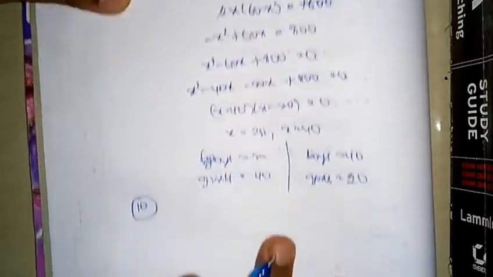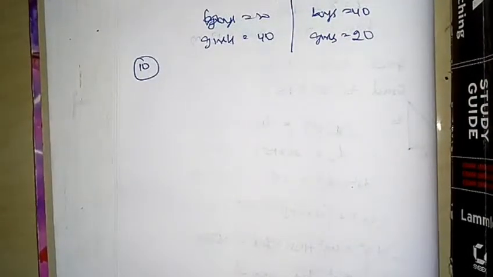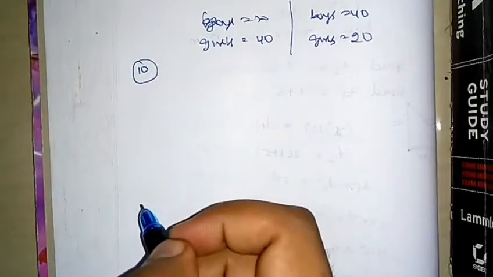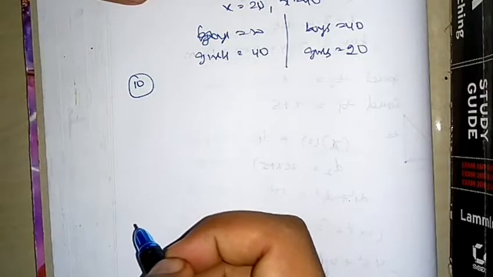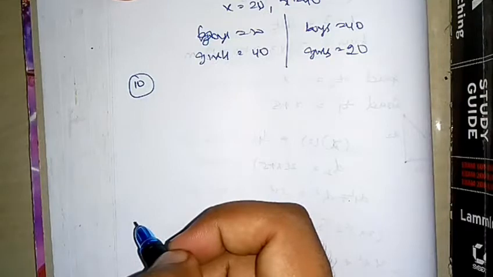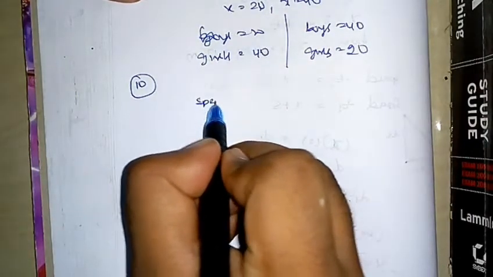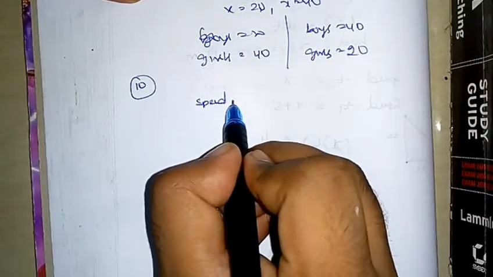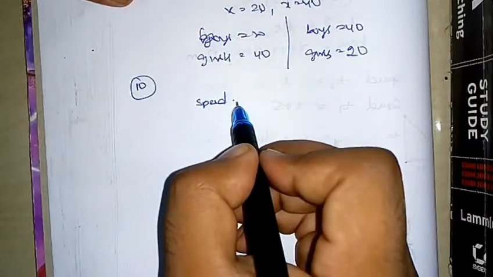10th question. A motorboat heads upstream a distance of 24 kilometers on a river whose current is running at 3 km per hour. The trip up and back takes 6 hours. Assuming that the motorboat maintained a constant speed, what was its speed? The speed of the stream is 3. Assuming that the motorboat maintained a constant speed.